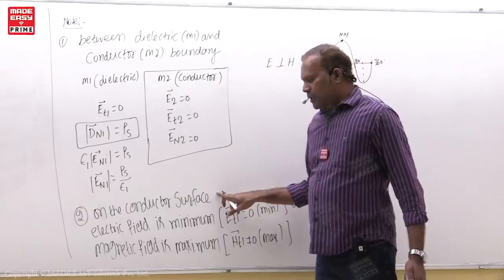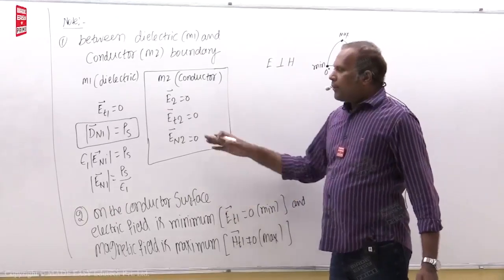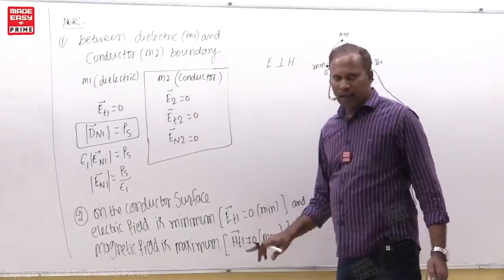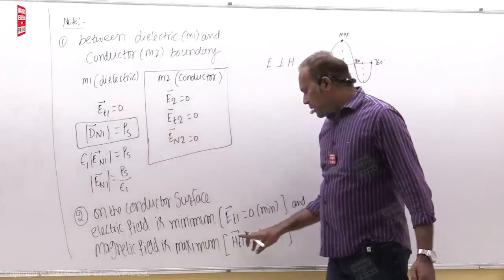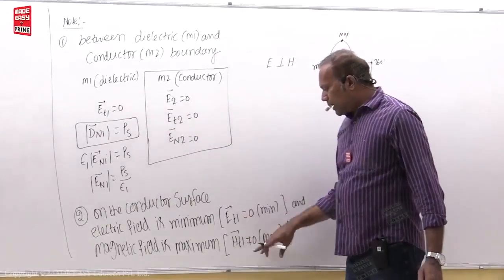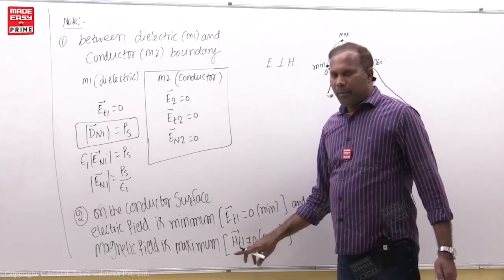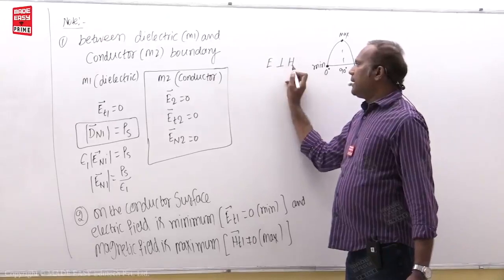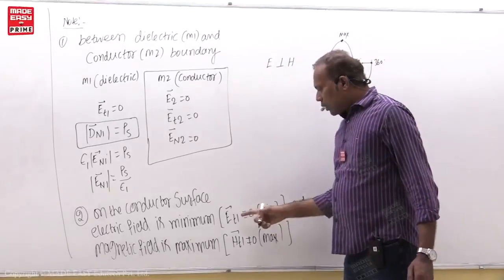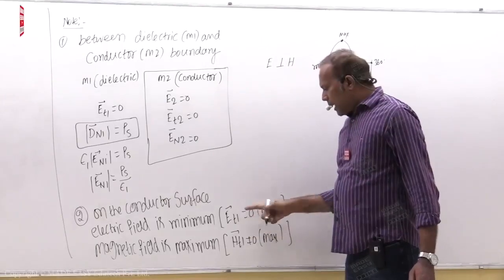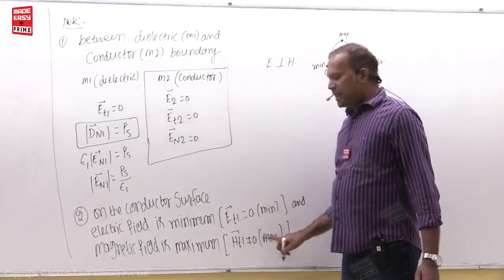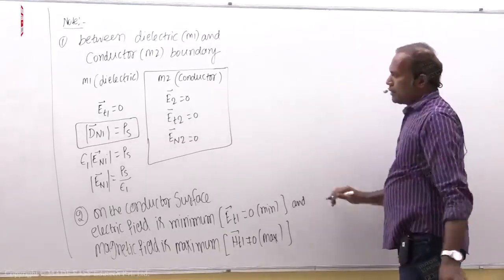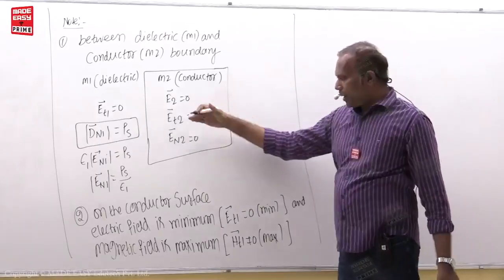On the conductor surface means that he is talking of the tangential electric field component and the tangential magnetic field component. The derivation is done for the tangential electric field component, that is 0. They don't do the derivation for the magnetic field component. Simply they write electric and magnetic fields are 90 degrees to each other. If this is minimum, automatically the electric field tangential component is minimum, and automatically the magnetic field tangential component will be maximum. So these two are standard statements. Now you have to remember this point and this point.